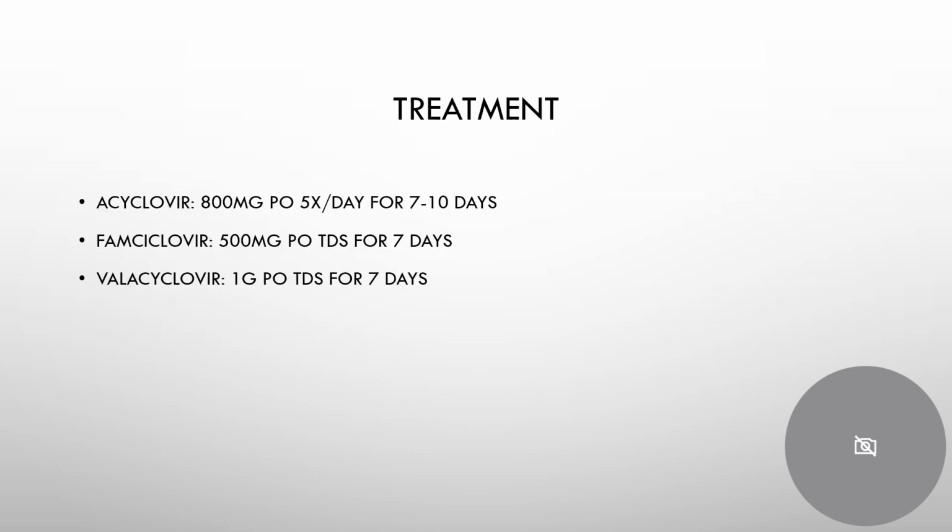The treatment for herpes zoster is with acyclovir 800 milligrams 5 times a day for 7 to 10 days. Alternatively, we can use famciclovir 500 milligrams 3 times a day for 7 days, or valacyclovir 1 gram 3 times a day for 7 days, which we would often use in fulminant or recurrent conditions.